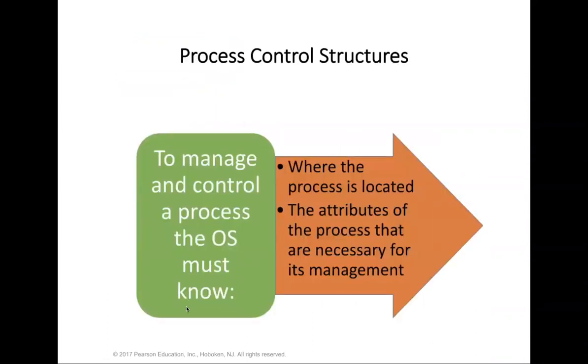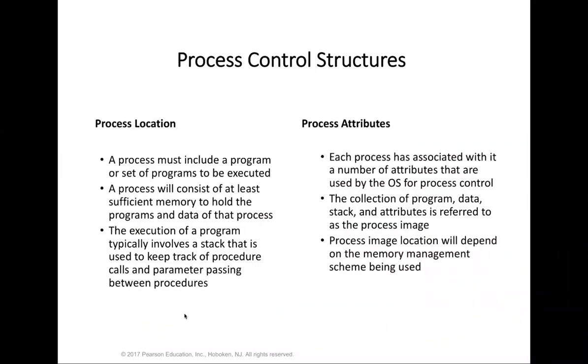So now let's consider what the operating system must know if it's to manage and control a process. First, it must know where the process is located. And second, it must know the attributes of the process that are necessarily used for managing such a process. Examples are process ID, identifier, or even process state. In general, we refer to this as the process control block. Let's discuss each of those process control structures in more detail.